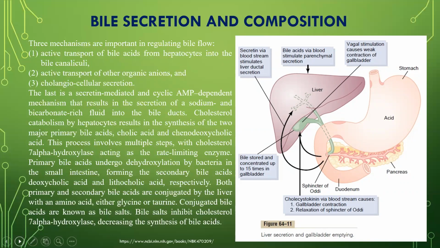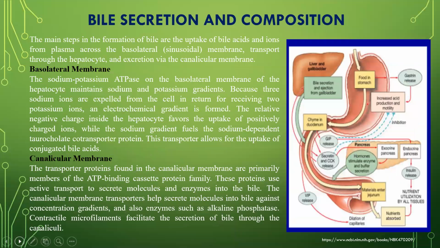Primary bile acids undergo dehydroxylation by bacteria in the small intestine, forming the secondary bile acids, deoxycholic acid and lithocholic acid, respectively. Both primary and secondary bile acids are conjugated by the liver with an amino acid, either glycine or taurine. Conjugated bile acids are known as the bile salts. Bile salts inhibit cholesterol 7-alpha hydroxylase, decreasing the synthesis of the bile acids.